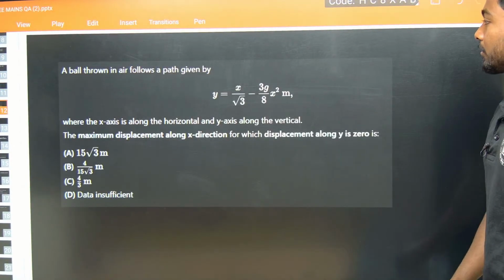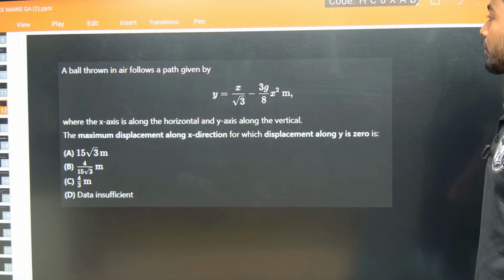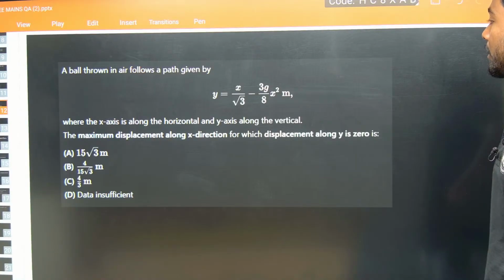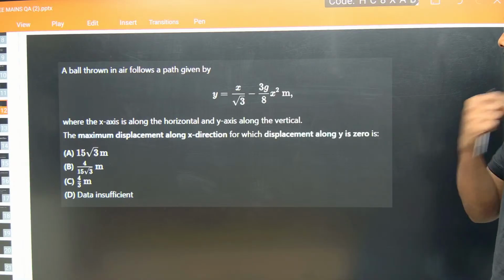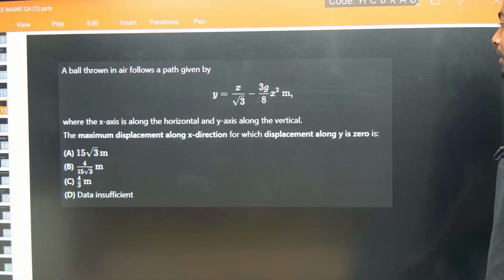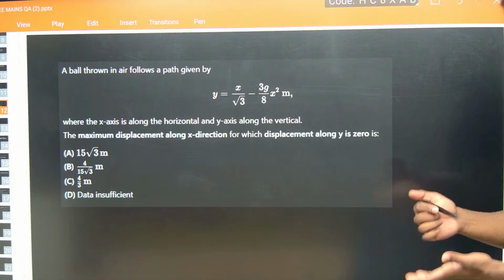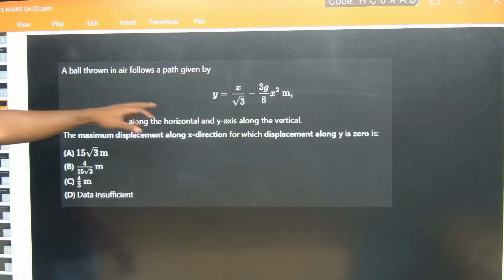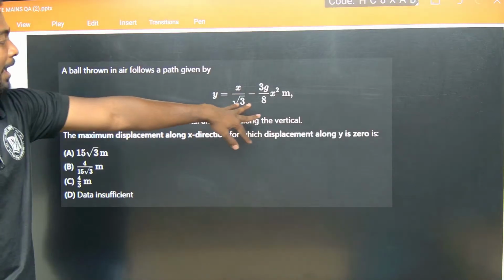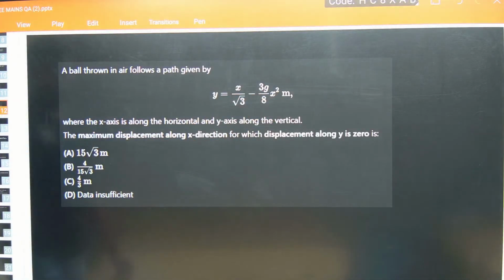A ball thrown in the air follows a path given by y equals x by root 3 minus 3g by 8 x square, where the x axis is along the horizontal and the y axis is vertical. The maximum displacement along x direction for the given displacement along y is 0. So what should I do? They have said that y is 0, so directly I can substitute y equals 0 in this equation. I can get the x value. They are asking about x.